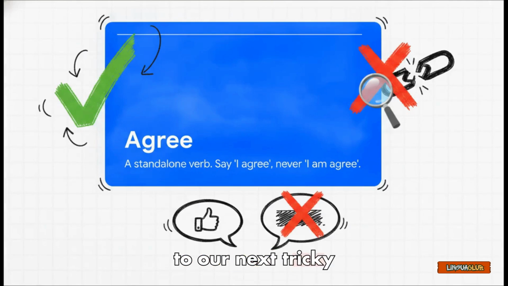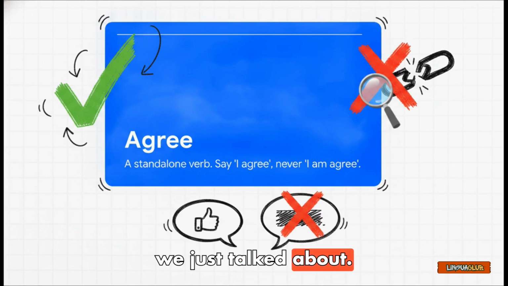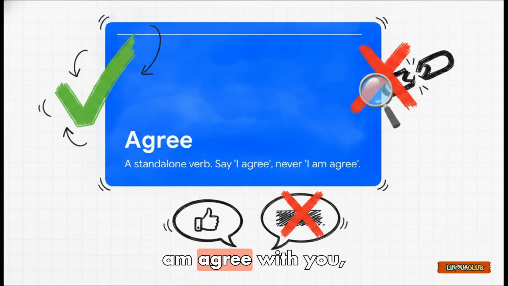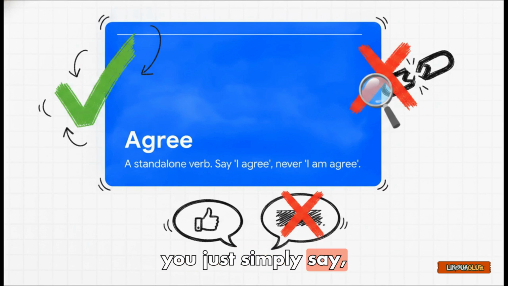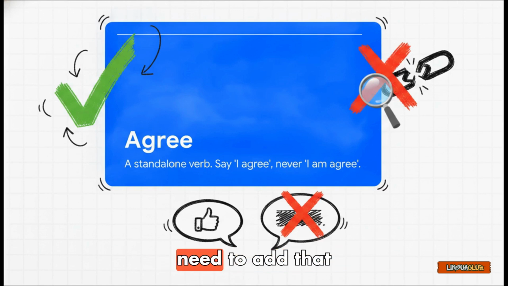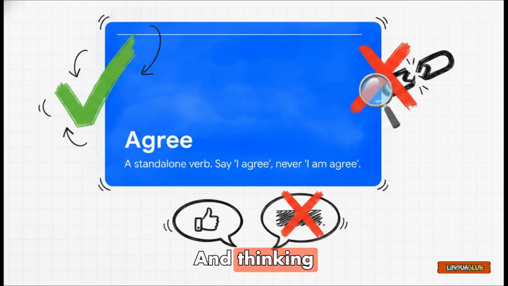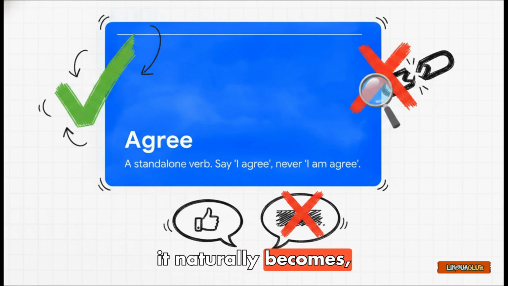Let's move on to our next tricky verb mistake, and you'll see how this kind of builds on what we just talked about. Take the word agree. So many beginners mistakenly say, I am agree with you. But wait, agree is a standalone verb. It's an actual action, right? It's not an adjective describing your state of being. So you just simply say, I agree. You totally don't need to add that to be verb in front of it. And, thinking back to our rule from the last slide, if the subject is she, it naturally becomes, she agrees with your idea.